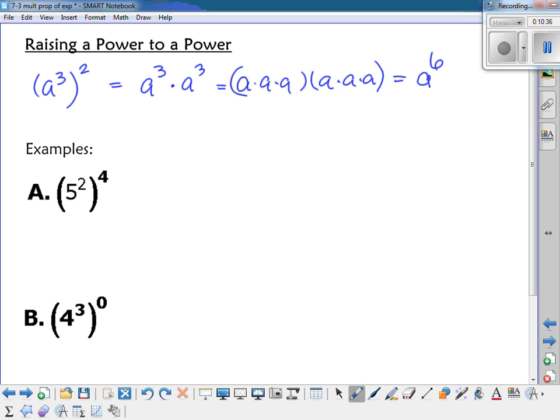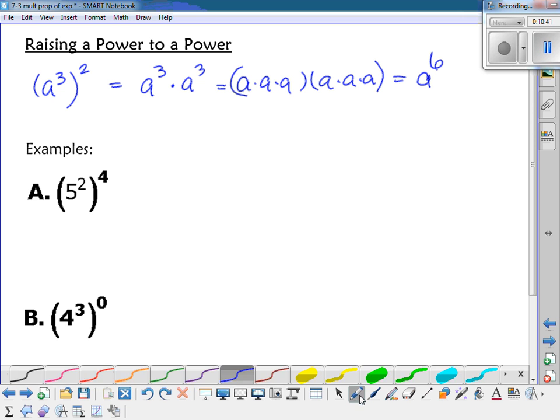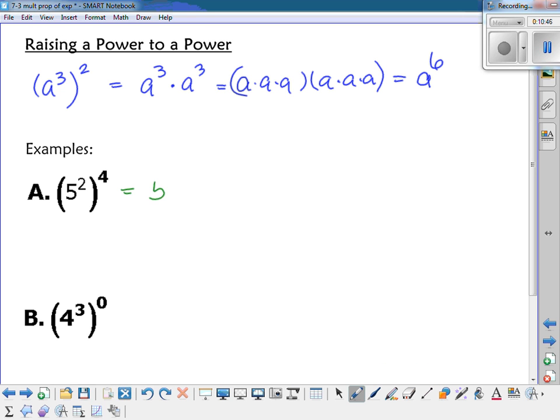So for example, if I have 5 squared raised to the 4th power, that means I'm doing 5 squared times itself how many times? 4 times. So 5 squared times 5 squared times 5 squared times 5 squared. And of course, each of those 5 squareds is 2 5s. So I have 1, 2, 3, 4, 5, 6, 7, 8. So it equals 5 to the 8th.